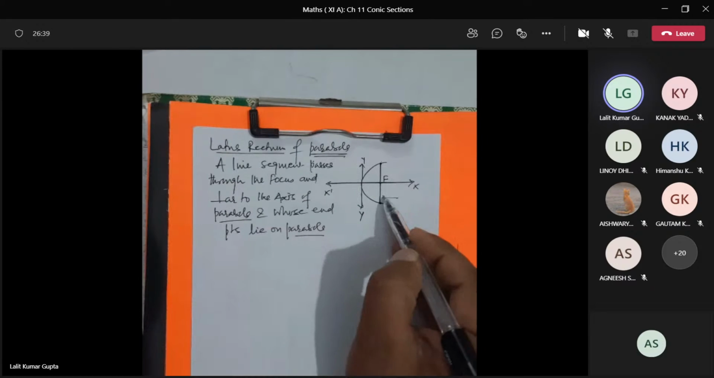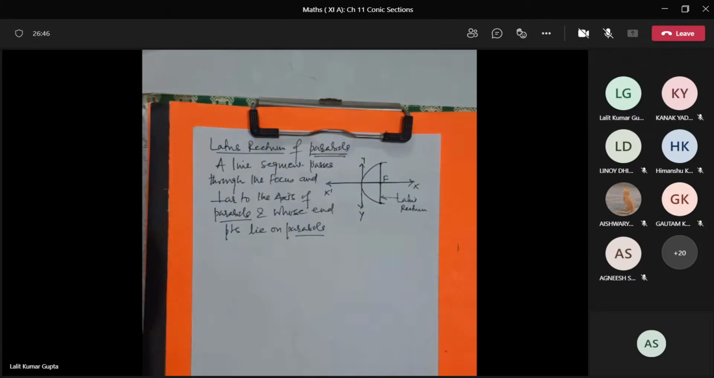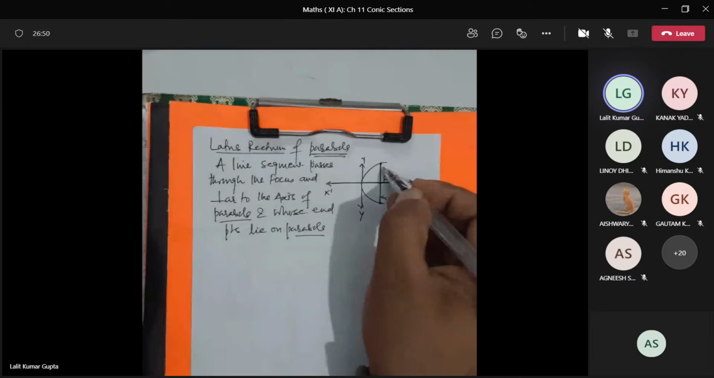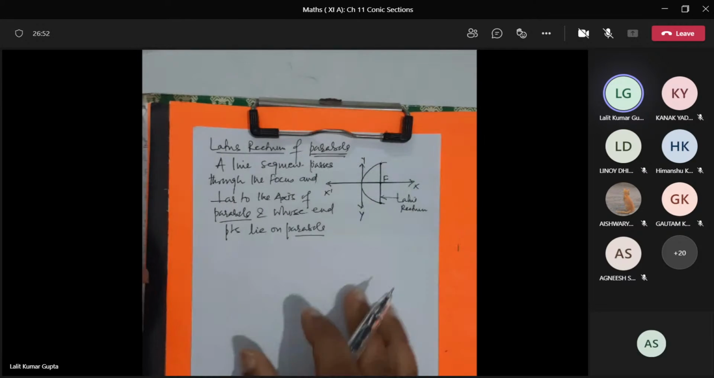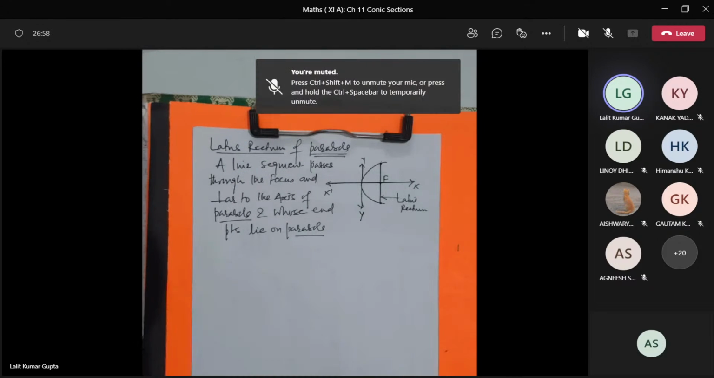So the name of this line, they have called the latus rectum, beta. Right, beta? The name of this line is what? Latus rectum. Now we need to find out the length of the latus rectum.